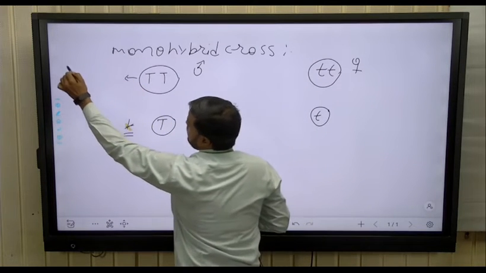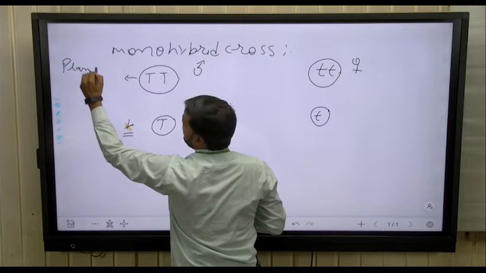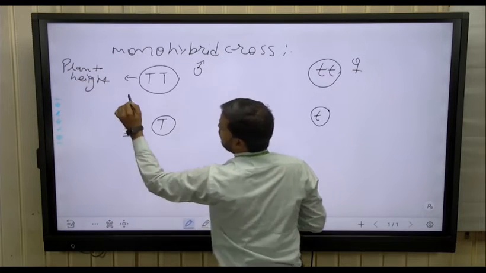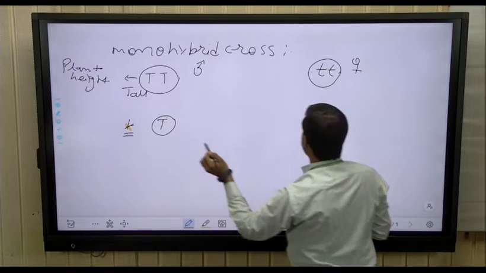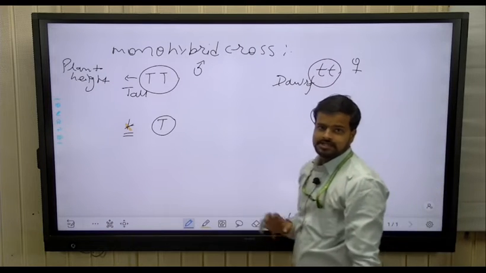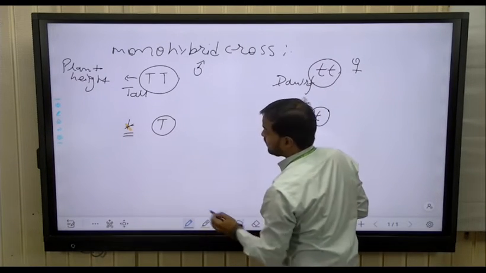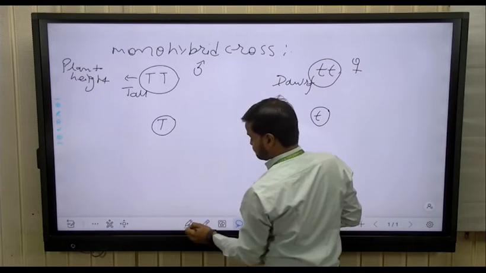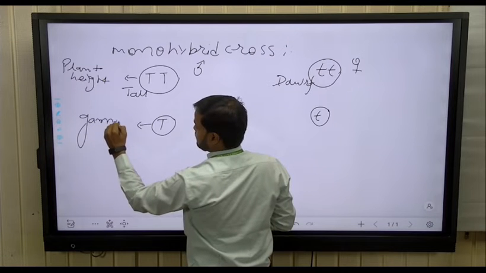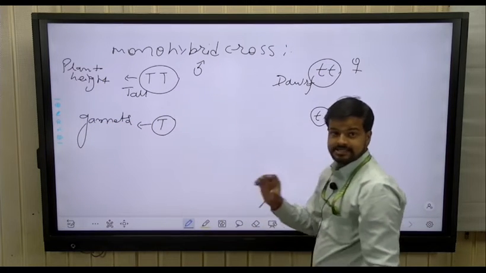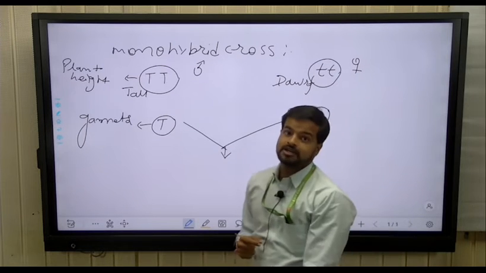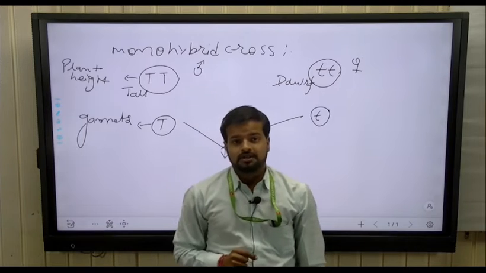Then after that, what happened? First we write the character. It is plant height. And what is the character? It is tall and it is dwarf. It is clear? And this one is what? This is the gamete. These are gametes. It is clear?